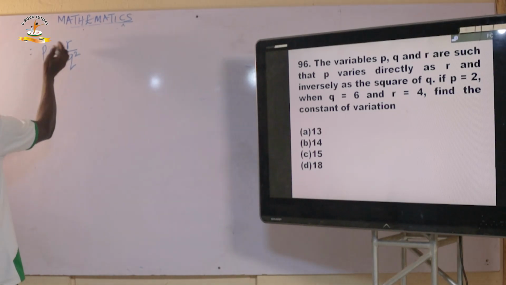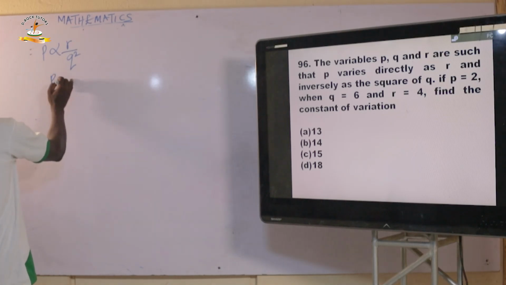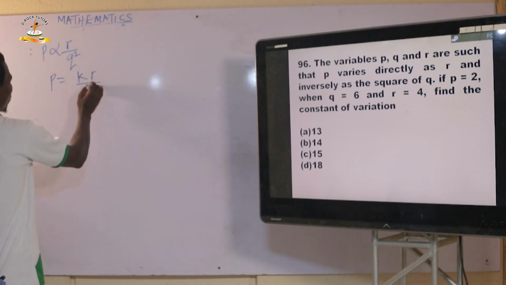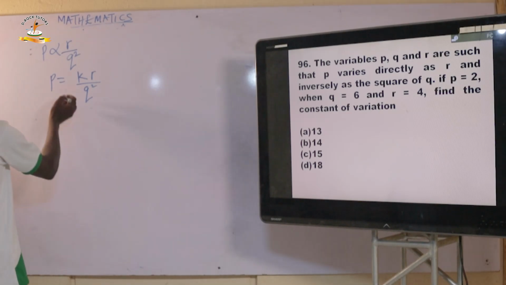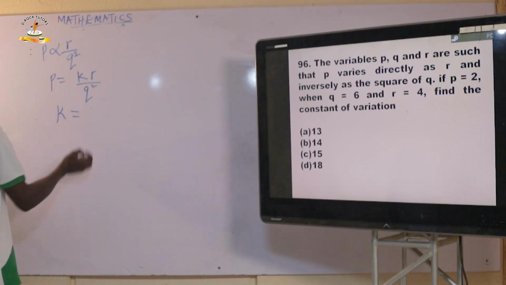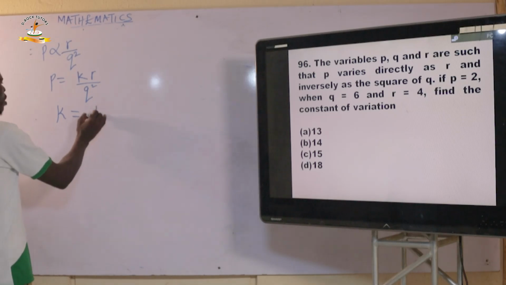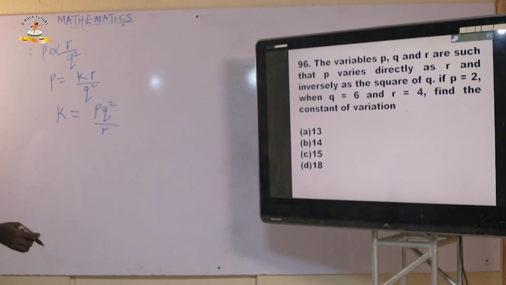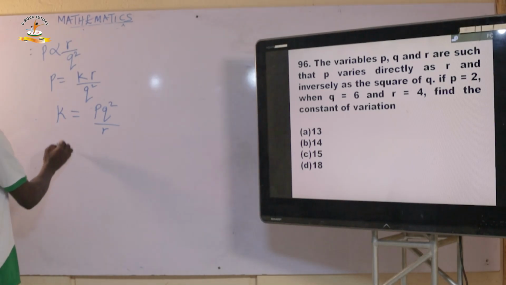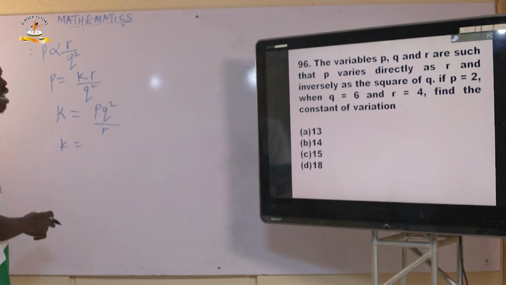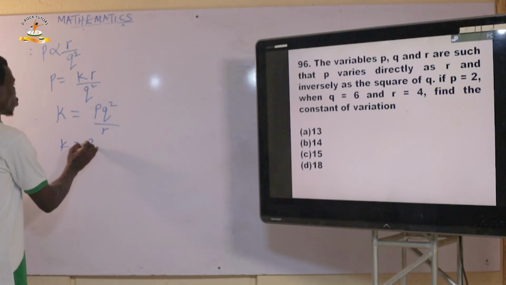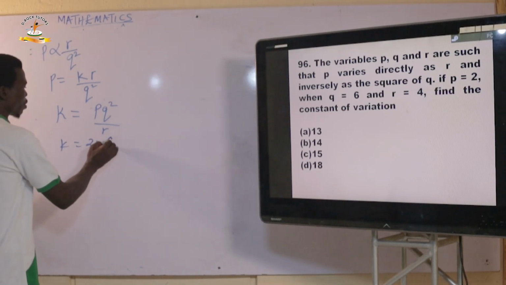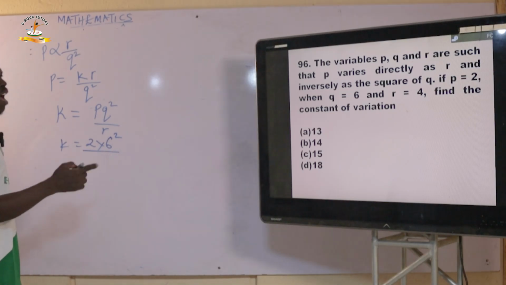Then what do I have? I introduce my equality sign. P equals KR over Q squared. And we look for our K. K is the constant of proportionality. That will be PQ squared divided by R. And here, let me find my K. So K will be equal to, what is my P? P is 2 when Q is 6, times 6 squared, all divided by R, and R is what?